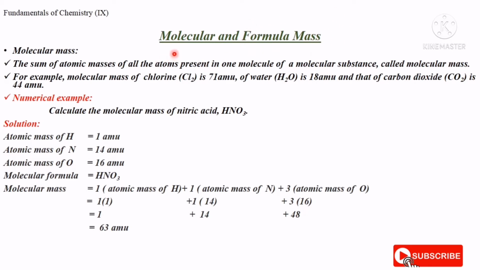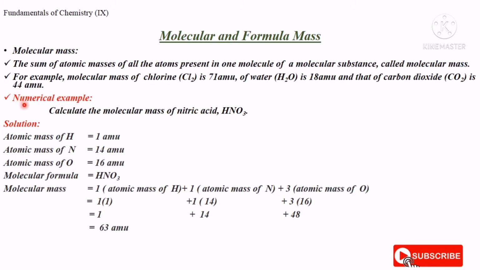So what is molecular mass? The sum of the atomic masses of all the atoms present in one molecule of a molecular substance is called molecular mass. For example, the molecular mass of chlorine is 71 AMU, that is atomic mass unit, water has a molecular mass of 18 atomic mass units, and carbon dioxide has 44 atomic mass units.